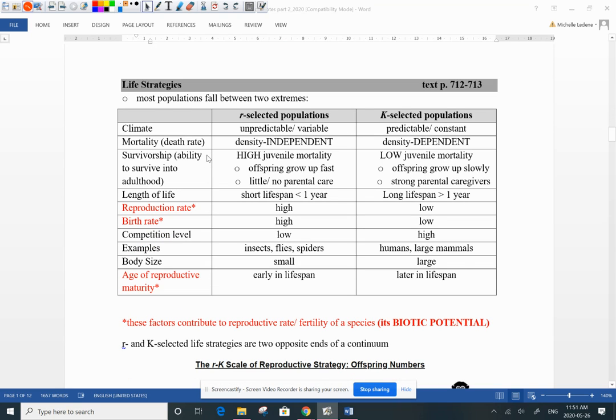Okay, so here's this information on the different life strategies. So Mr.